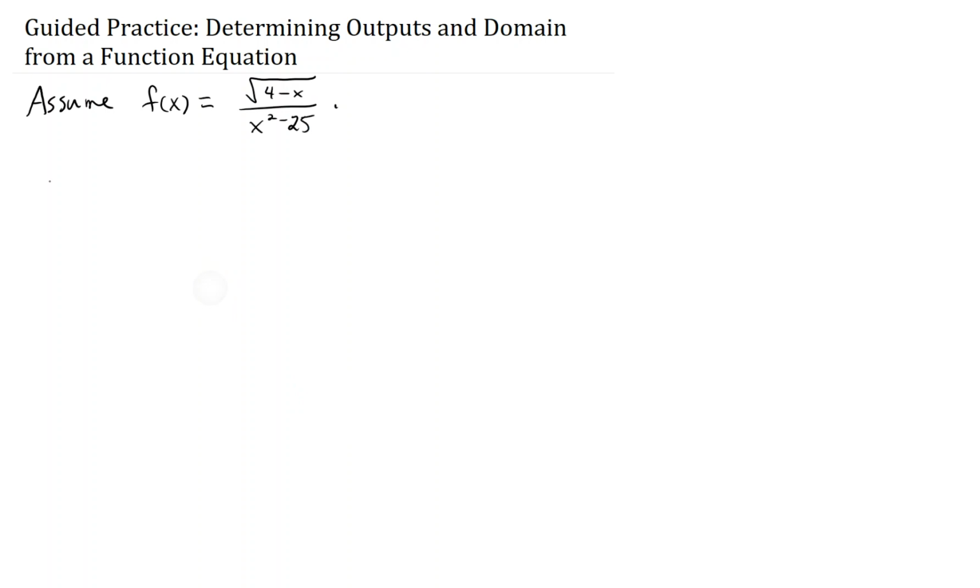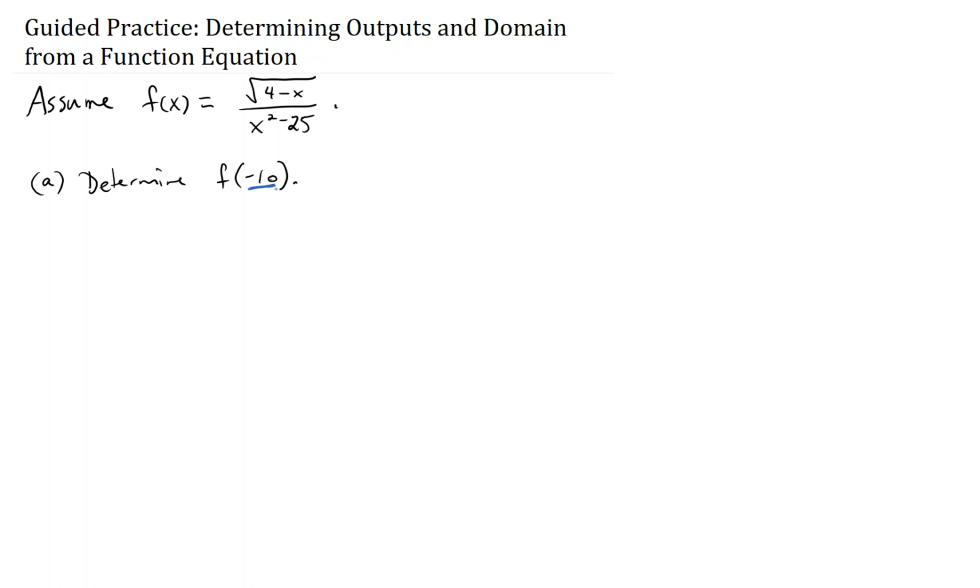So part A, determine f of negative 10. Pause and make sure you've got that copied down. So if you're determining f of negative 10, that means that this negative 10 will be the x value or the input to the function.